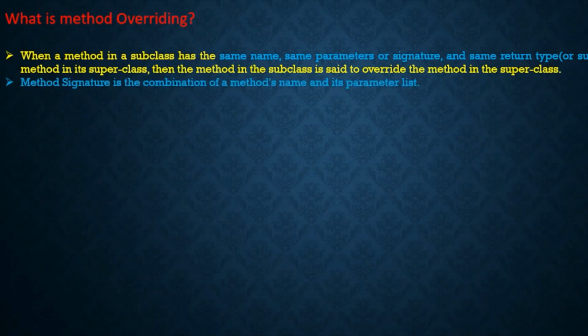One more thing I wanted to explain here. The method name and the parameter list together we call the method signature. What do you mean by method signature? Method signature is the method name and the argument list, all together. So in case of overriding, the signature should be the same. And what about the return type?